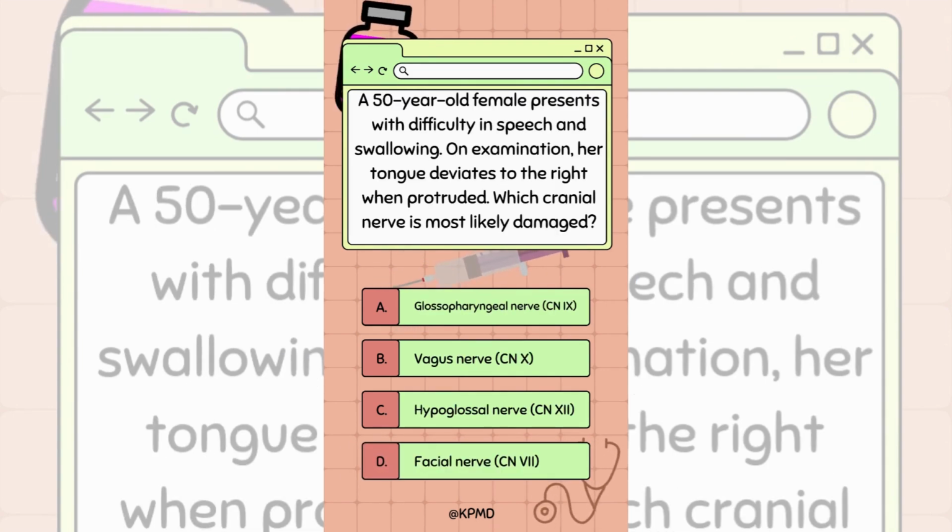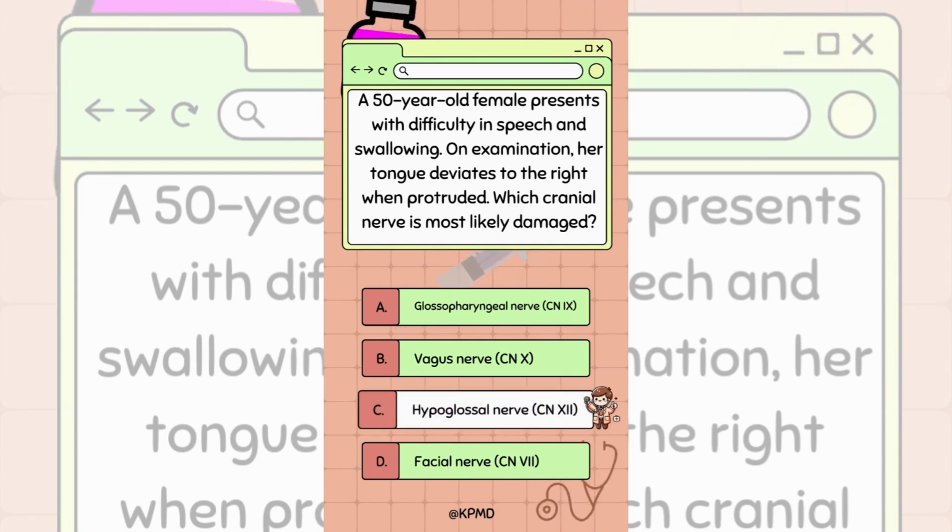A 50-year-old female presents with difficulty in speech and swallowing. On examination, her tongue deviates to the right when protruded. Which cranial nerve is most likely damaged? Correct answer is C, hypoglossal nerve, cranial nerve 12.